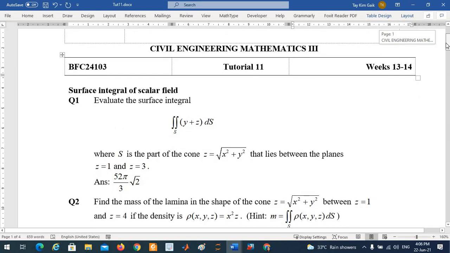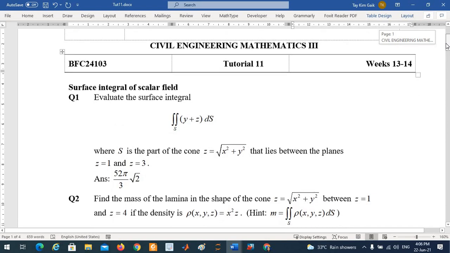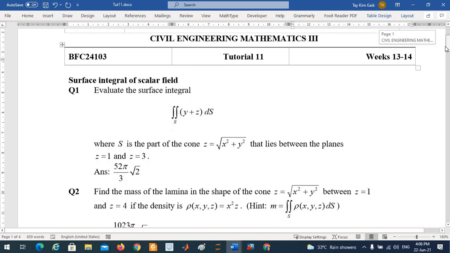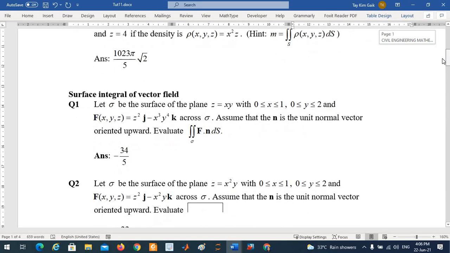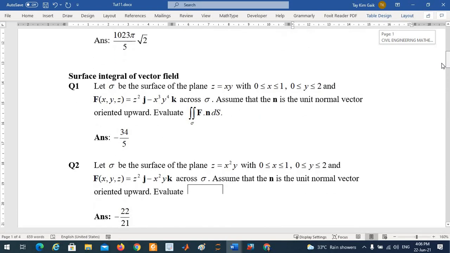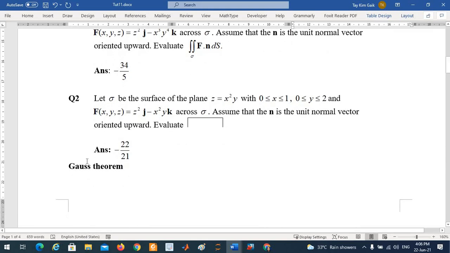For this week, we will cover the surface integral of a scalar field, only 2 questions, and the surface integral of a vector field, only 2 questions. Then we leave the Gauss theorem and the Stokes theorem to next week.